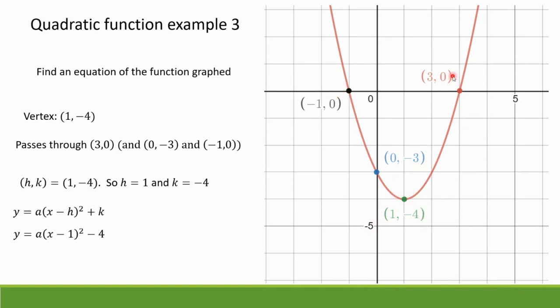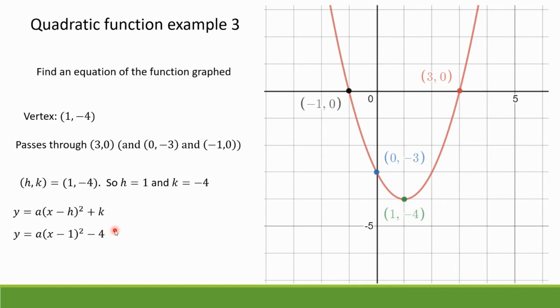Now here, there are 3 other points it passes through, but we really only need one of them to figure out what the equation is. But since this is the vertex, we have h, k is 1, negative 4. So that tells us h is 1, k is negative 4, right? Plug it in. What's left? We've got to figure out what a is.